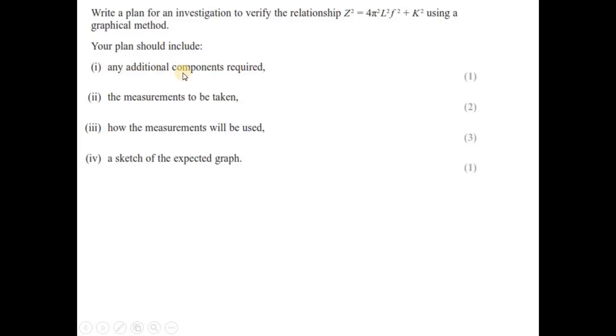An additional component, because we are using a signal generator, is fine. Frequency can be found from the signal generator, but Z, if you see the relation of Z, Z is equal to V by I. That means in order to find the value of Z, we need voltage and current. That means we need a voltmeter and then an ammeter as additional instruments in this experiment.